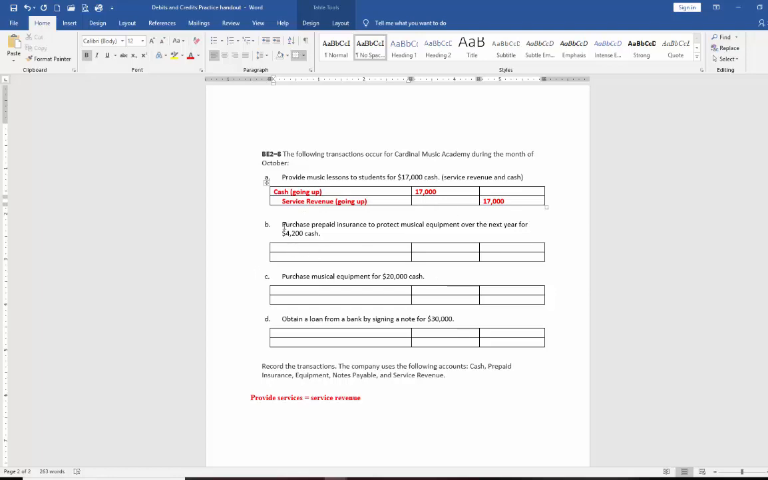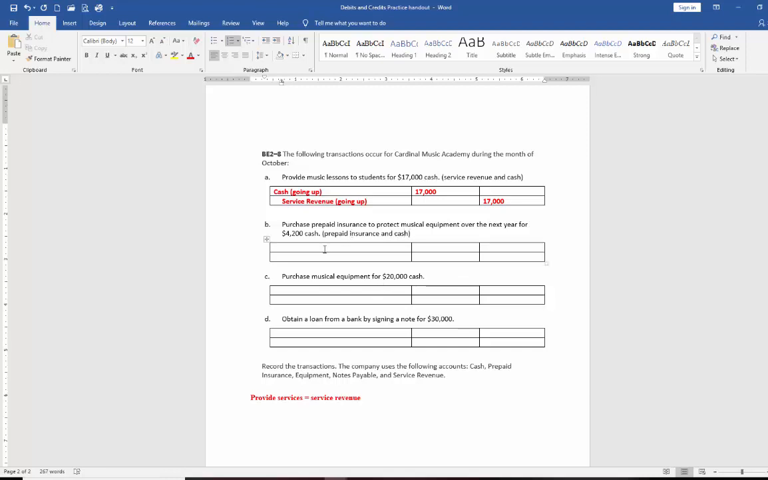All right, next up, purchase prepaid insurance to protect musical equipment over the next year for $4,200 in cash. All right, what two accounts are we looking at? Well, it tells you purchased prepaid insurance. It's not always going to tell you that. They might say something like paid insurance for the next year, and they're not going to tell you that it's prepaid, so you might have to know that. But in this case, they're being nice, telling us that they purchased prepaid insurance. They also gave us the name of the other account, cash, right?